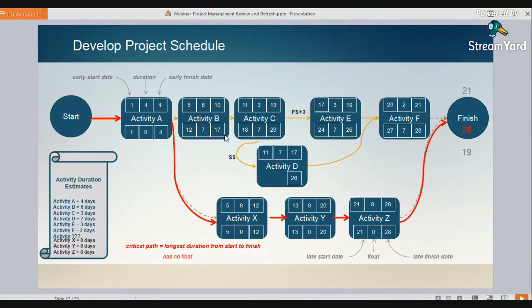It completes on the 17th. Activity C begins on the 18th. There's no float left. It must go to the 20th, and so on and so forth to complete on the 28th. Okay.